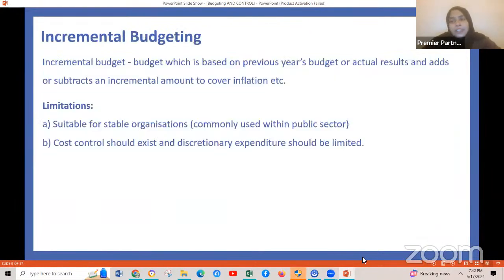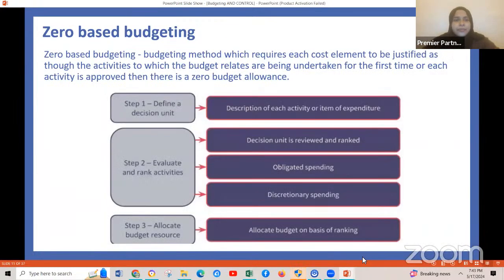So incremental budgeting is very easy. You just take last year's budget and add an increment to this year based on inflation. It's very good for a stable environment. When you are operating in a stable environment, incremental budget is going to be perfect for you, right?